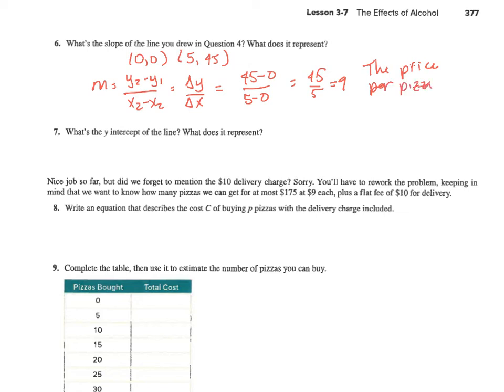And then they asked what the y-intercept of the line was. Again, if you look at number 3 on your previous page, the y-intercept always has 0 for the x-coordinate. So our y-intercept is (0, 0). That would be if you buy 0 pizzas, it will cost $0.